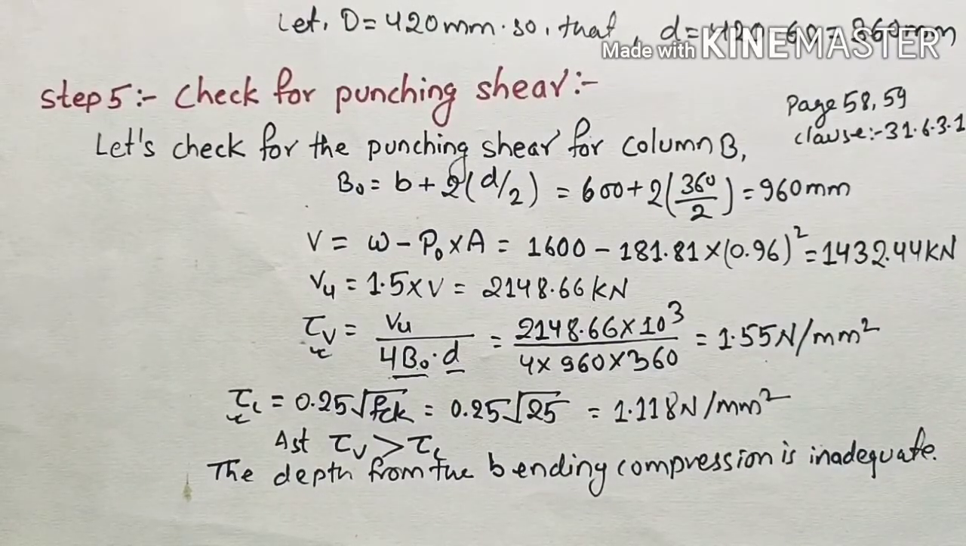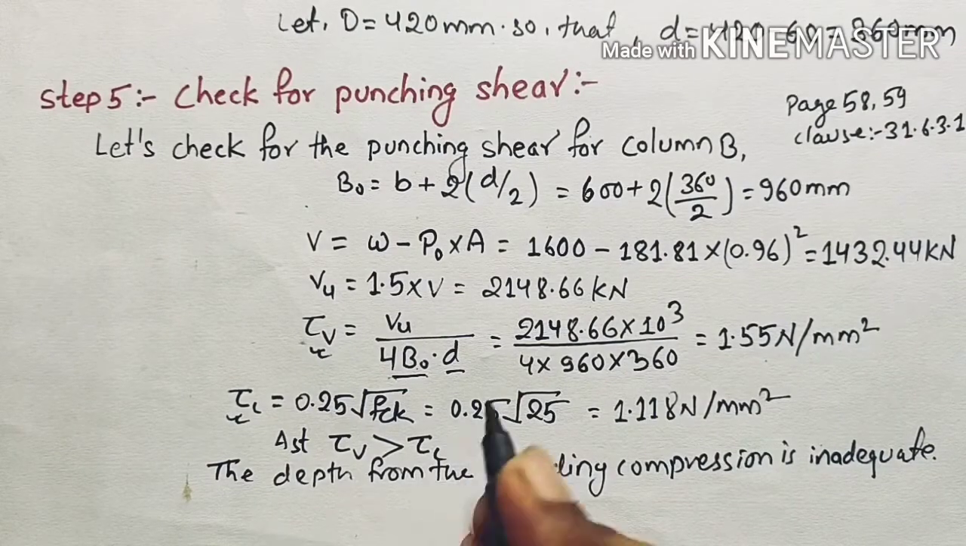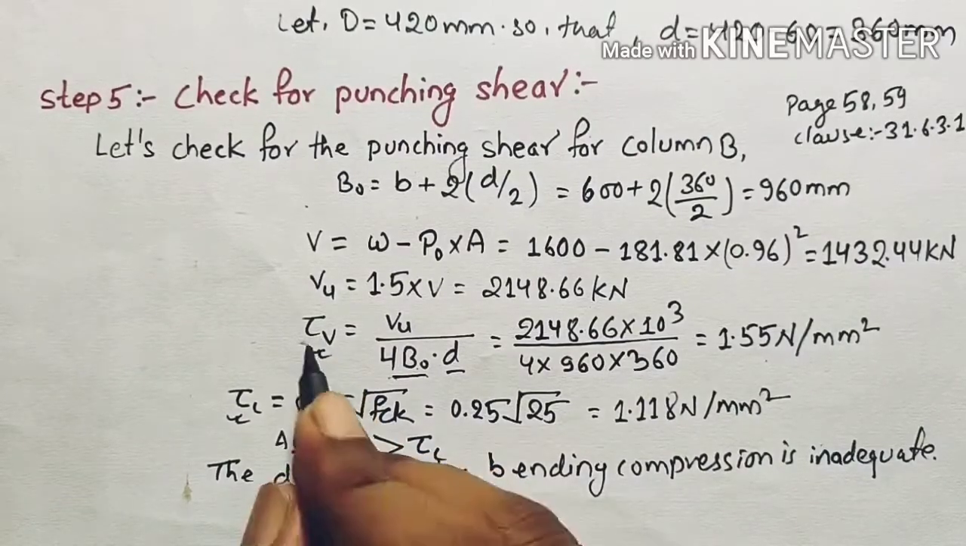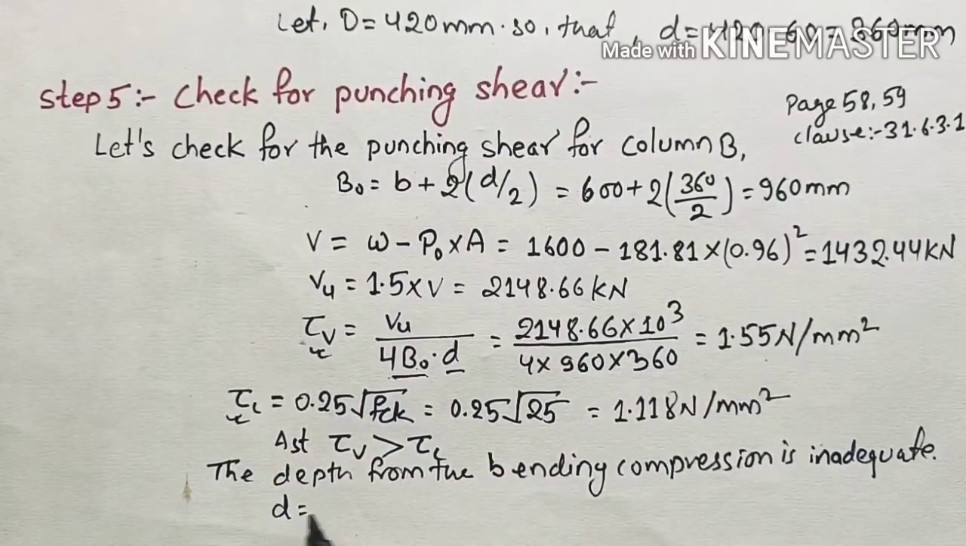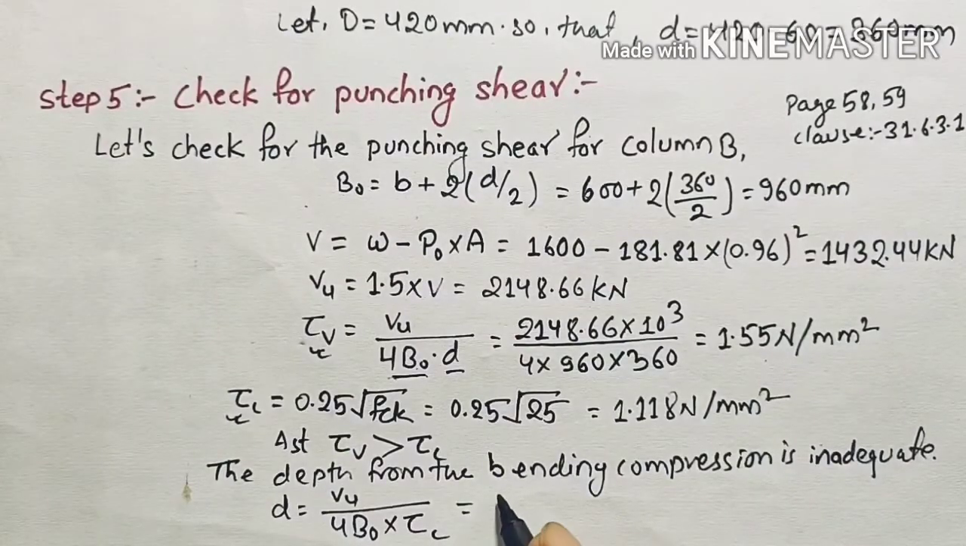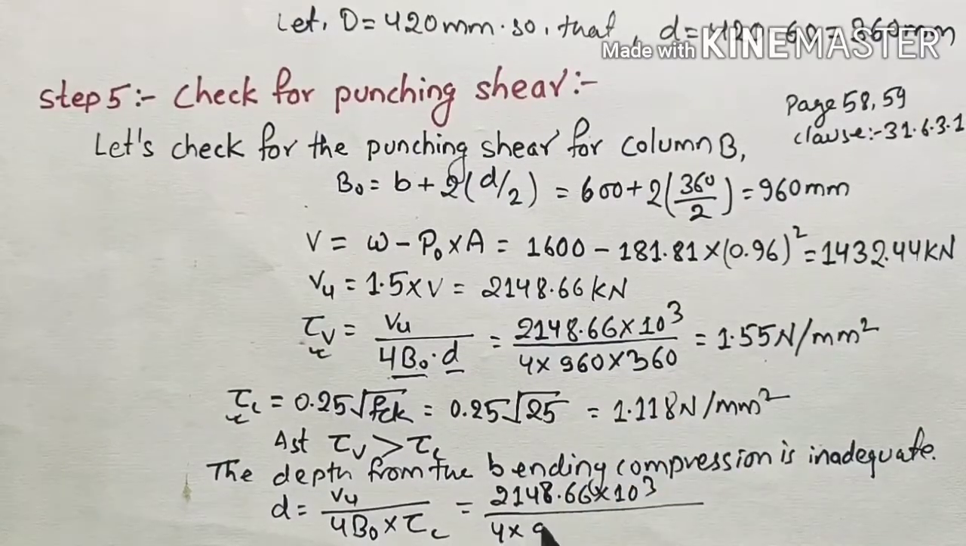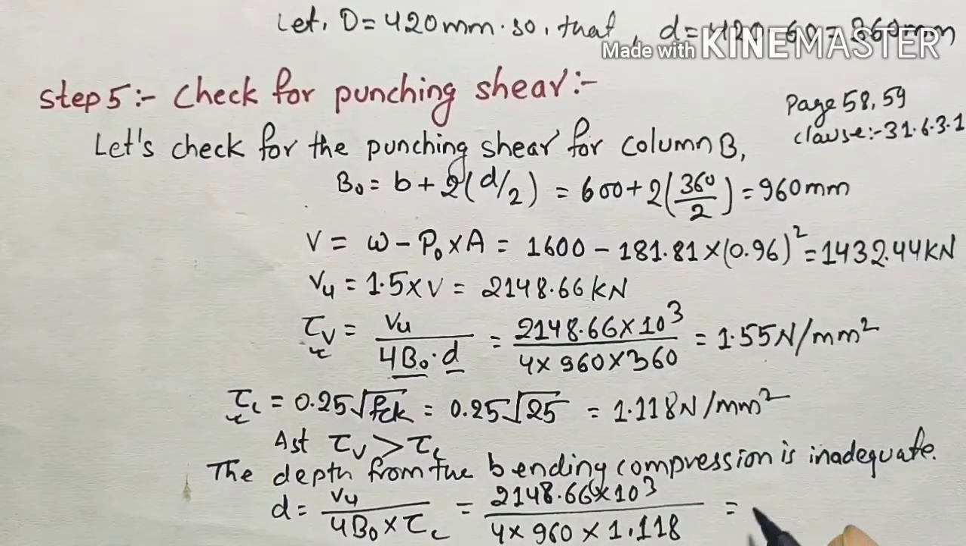So we need to find the depth here, and here we will be using the same formula for finding the depth, only we need to take tau c here. So we will have d equals Vu upon 4 b naught into tau c. Now put down the value of Vu, that is 214648.66 into 10 to the power 3 divided by 4 into b naught, which is 960, into tau c, and tau c is 1.118.